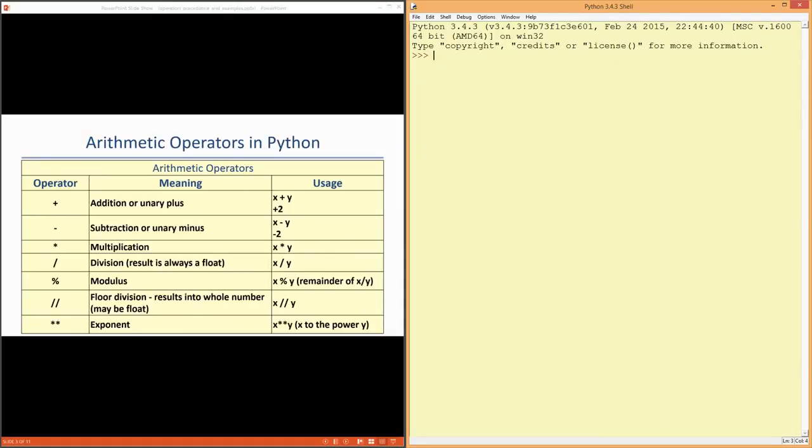The operators such as plus, minus, and multiplication, of course, are very obvious. For example, when I say 3 plus 4, this is the plus operator. Or when I say 7 minus 3, this is the subtraction operator. And of course, when I say 3 times 5, this is the multiplication operator.